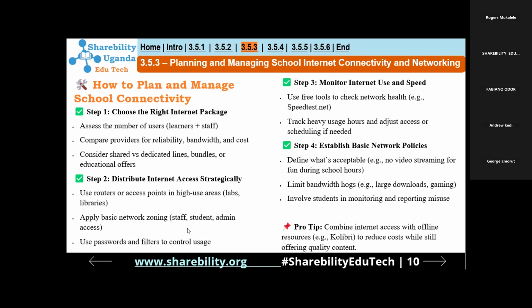Let teachers not be struggling to buy bundles, really. Filter your internet. Some of the routers allow you to filter internet because children might go on pornography and other things. Make sure the internet is filtered.